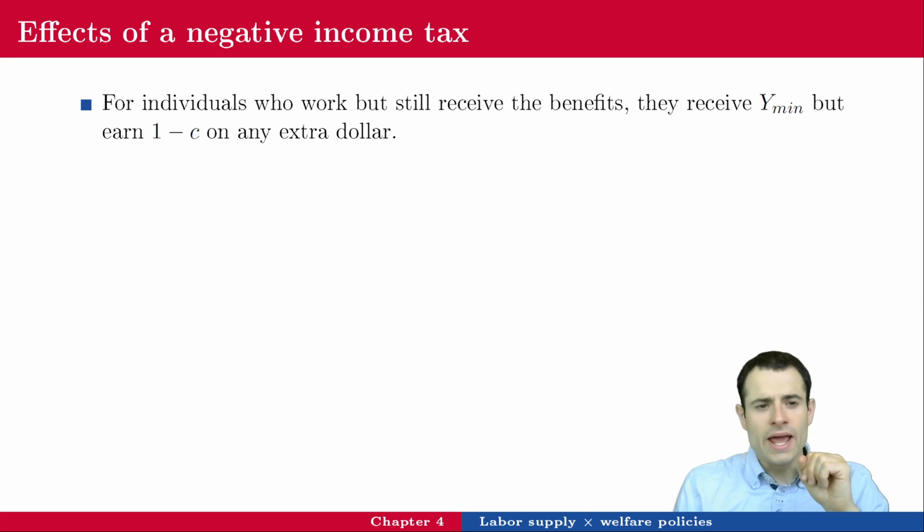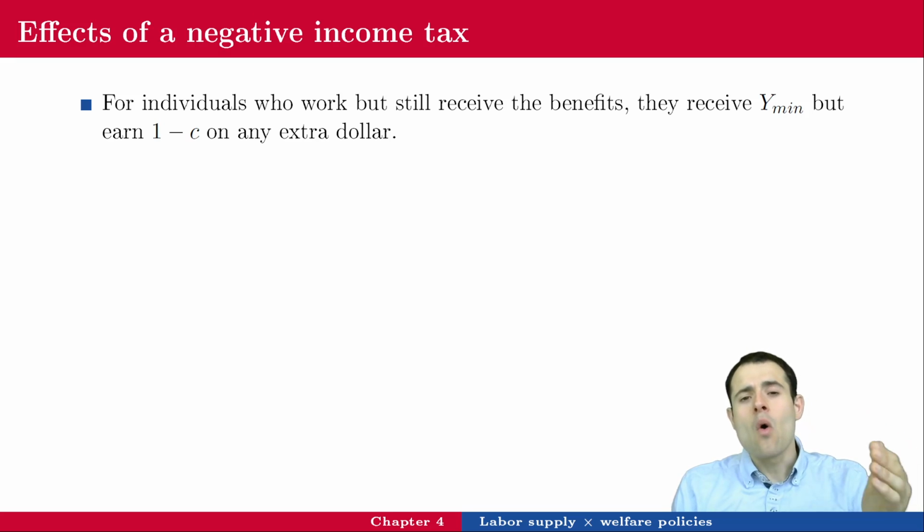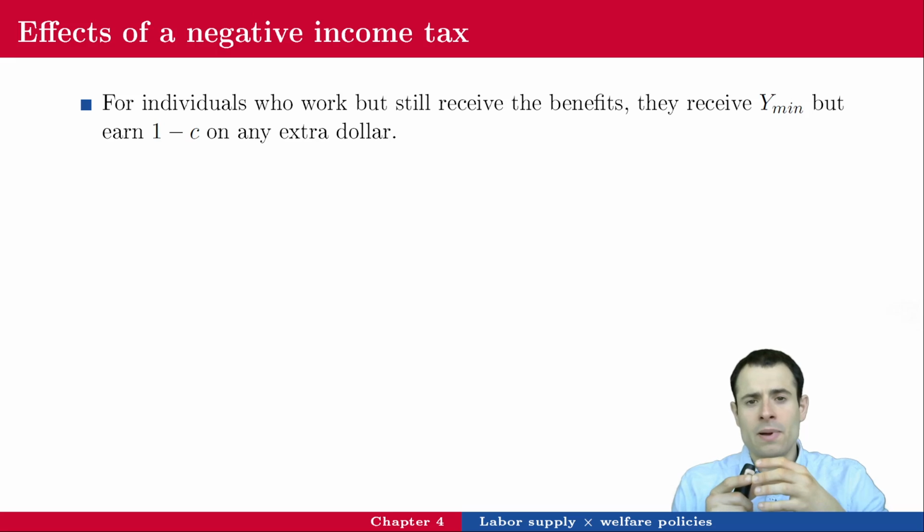What about a negative income tax? Individuals who work but still receive the benefits receive Y min, but they earn 1 minus C on any extra dollar. So instead of giving the full amount back, the government only takes C% back.